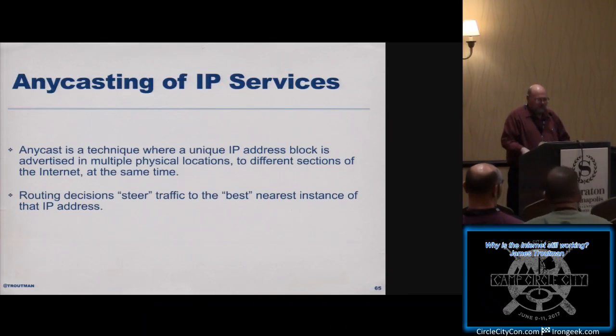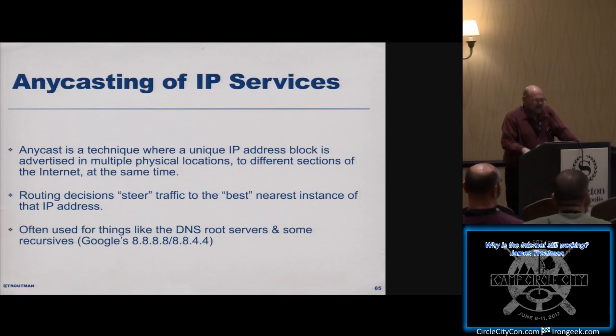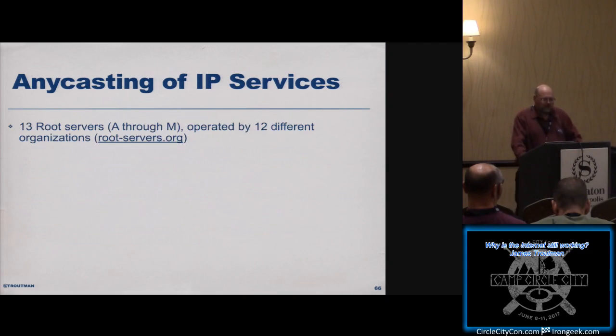Very quickly, anycasting of services. This is a technique for how the internet scales. You announce an IP subnet in multiple locations on the internet at the same time. The routers make decisions to steer the traffic to the best or nearest instance of that address, used for things like root DNS servers and some things like Google's 8.8.8.8, which I'm sure all of you are familiar with. That's not a single server. That's a bunch of servers in a bunch of locations.